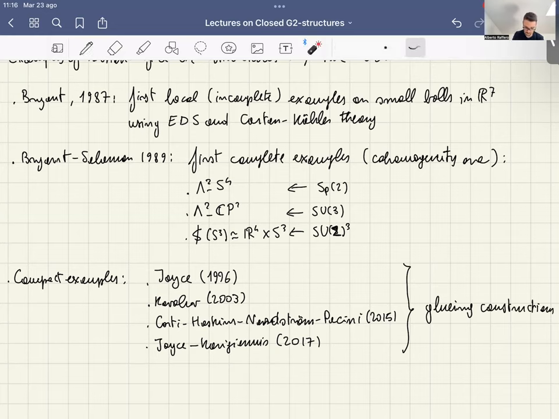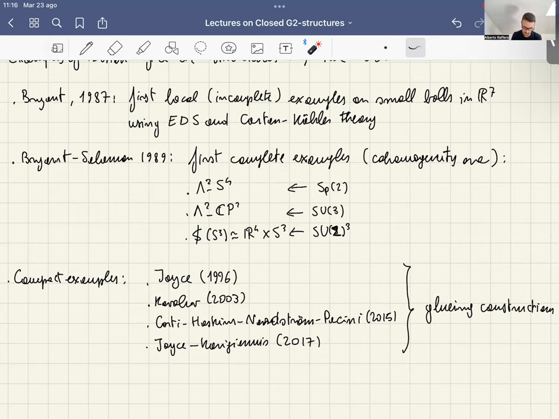In particular, in the case of Joyce, in his first examples, he started with an orbifold, considering a suitable 7 manifold with a torsion-free G2 structure. So for instance, the 7 torus with the standard G2 structure, considering a finite group acting on it, preserving the G2 structure, and obtaining in this way the quotient of the torus by the finite group, which is an orbifold, and then resolving the singularities of that orbifold.